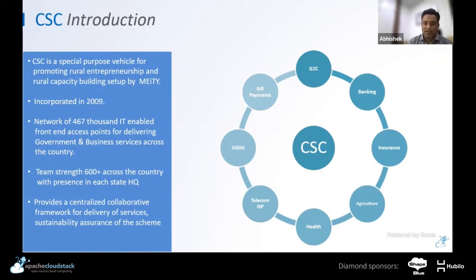So in a nutshell, CSC is present as an omni-channel service delivery framework in a network which encompasses various segments. It covers almost all of the domains, like agriculture, health, education, finance, fintech, financial services like insurance and banking, and we are even rolling out telecom services, as well as bringing about government services all across. That is one of the key areas that we are also present in.